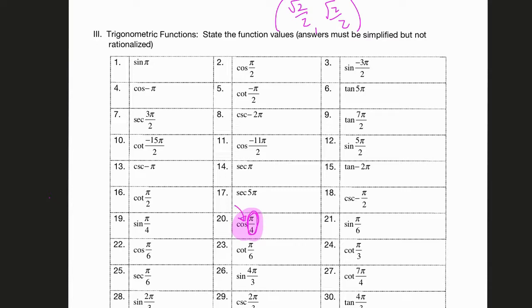Now, this is telling me what to use from that ordered pair, right? Cosine is the x value. So the answer here is rad 2 over 2. So just a reminder, cosine is going to be the x, sine is going to be the y, tangent is y over x, and then there are the reciprocal functions, right? So there's secant, which is the reciprocal of cosine. There is cosecant, which is the reciprocal of sine, and there's cotangent, which is the reciprocal of tangent.